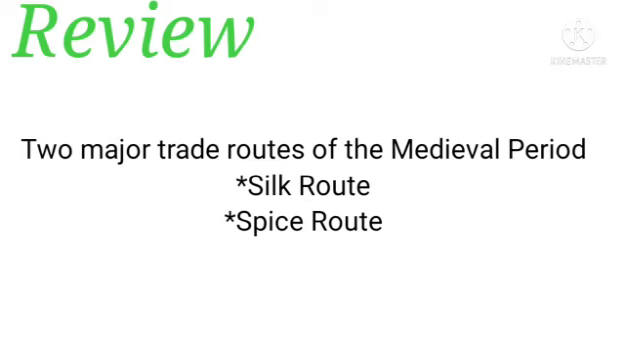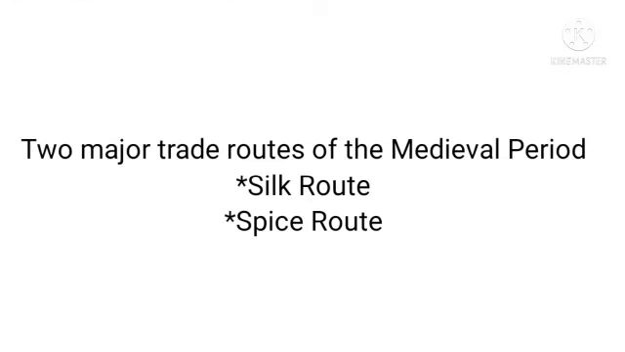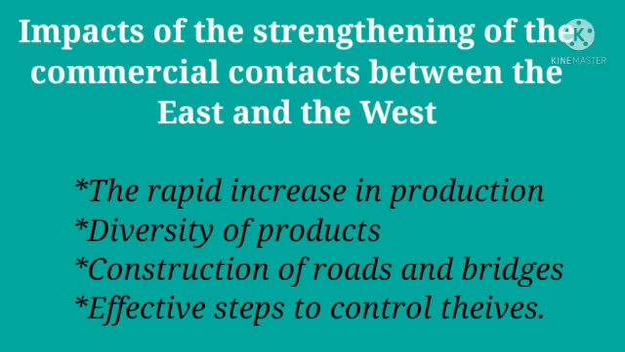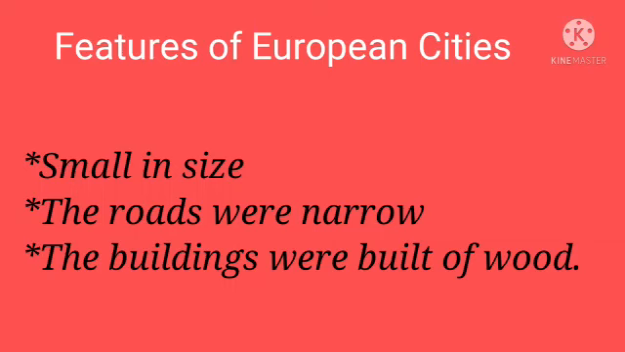Repeat it again. Two major trade routes of the medieval period are the Silk Route and the Spice Route. Next, impacts of the strengthening of the commercial contacts between the East and the West: the rapid increase in production, diversity of products, construction of roads and bridges, effective steps to control thieves. Next, features of European cities: small in size, the roads were narrow, the buildings were built of wood.